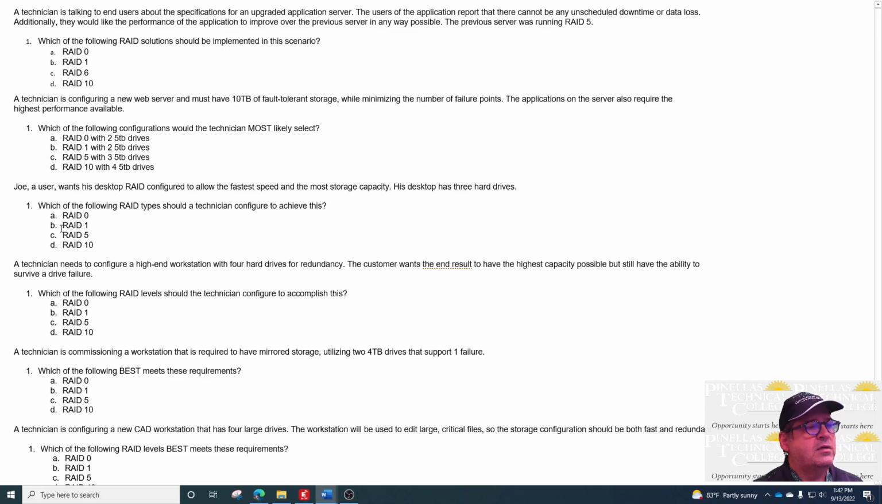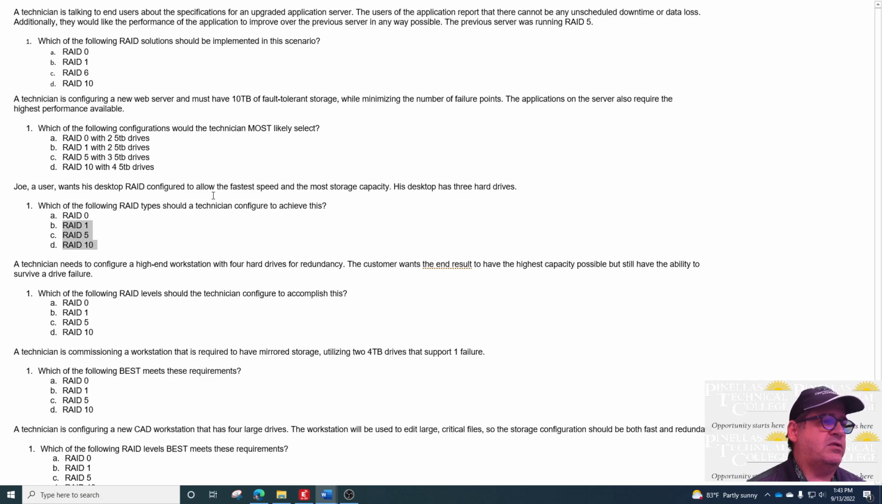All right. So as we know, these three bottom ones all lose some drive space. RAID 1, you lose 50% of what you install. RAID 5, you lose 30%. And RAID 1.0, you lose 50%. The benefit to all those is redundancy.